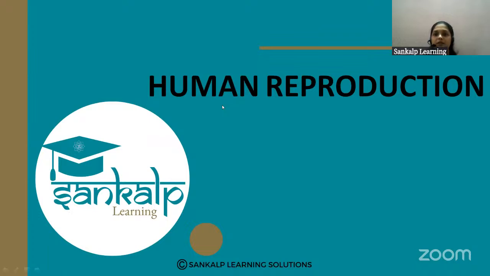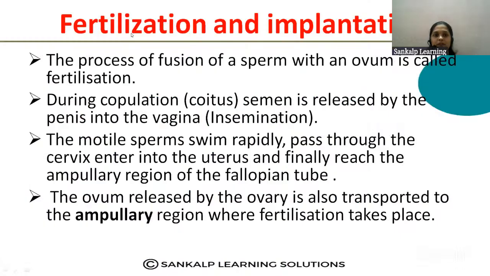In the last class, we studied about the menstruation cycle, spermatogenesis, and oogenesis. These three topics were covered in the last class. In today's class, we are going to study how fertilization takes place, how implantation takes place, and about the growth of the embryo. So these are all the topics we are studying in today's class. Okay, so let us start with the first topic, that is fertilization and implantation.